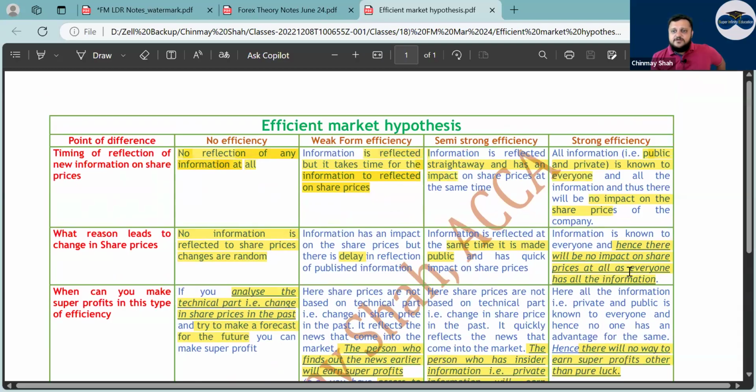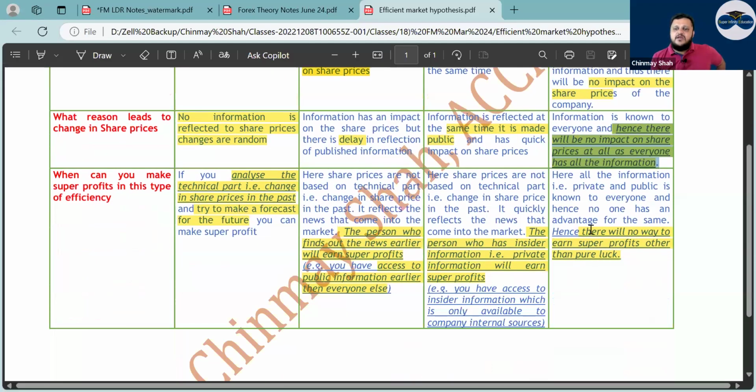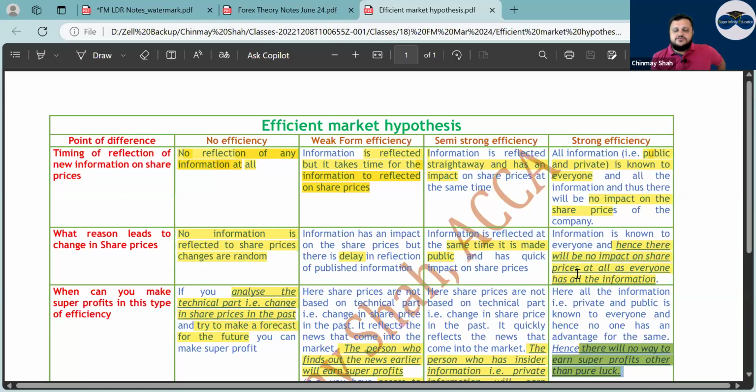Correct? Public and private information is known to everyone. Hence there will be no impact on share price at all, as everyone knows everything. Nothing new. Correct? And there will be no way to earn super profit other than pure luck. Correct? So there are a lot of MCQs asked on this. You can have a look at it.